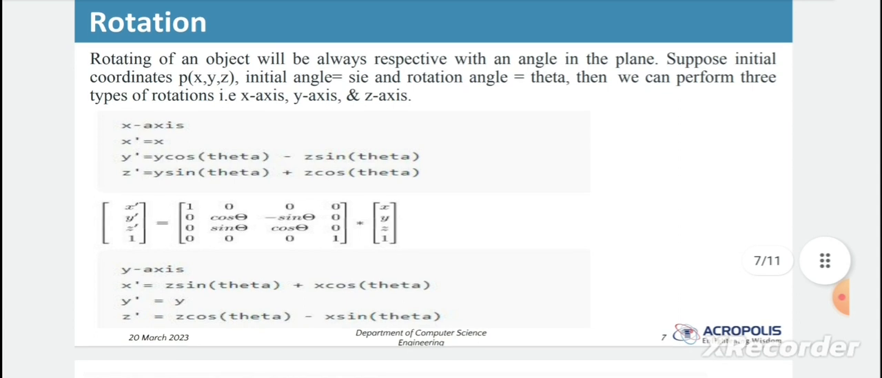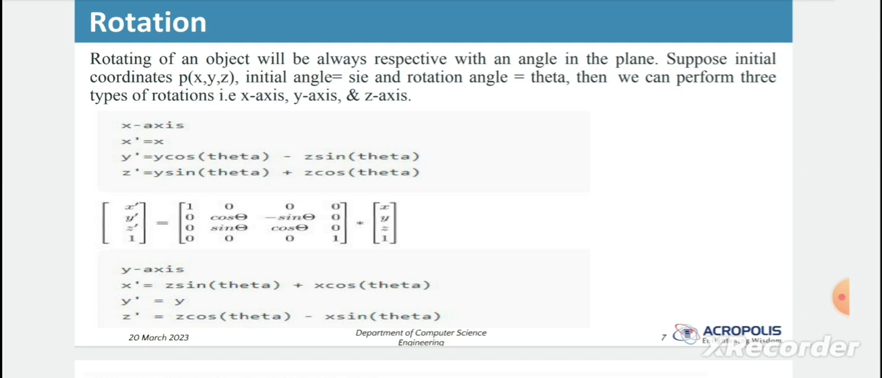For the x-axis, the new coordinates x dash will be x only, but for y it will be y cos theta minus z sin theta. For z, it will be y sin theta plus z cos theta. In matrix form we can show it like this, as you can see on the screen.